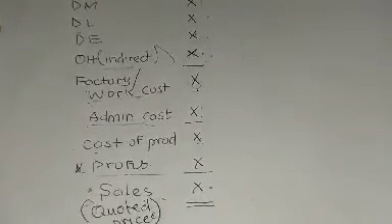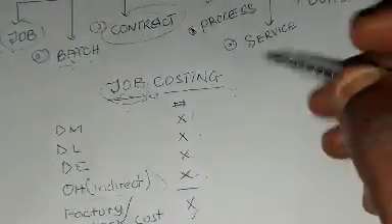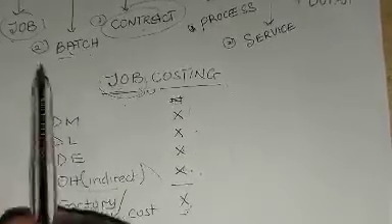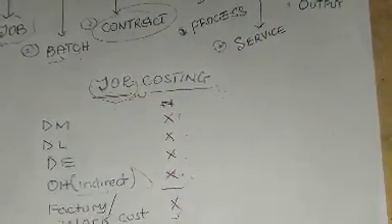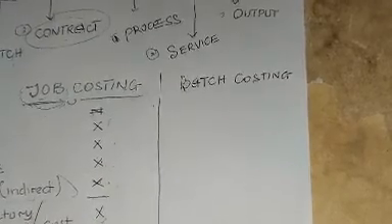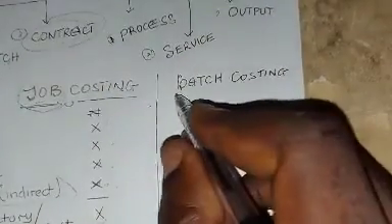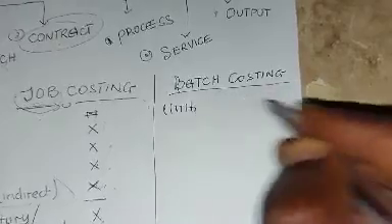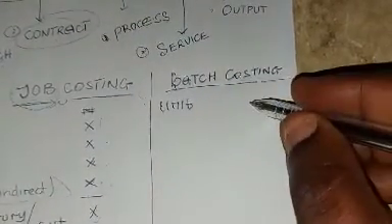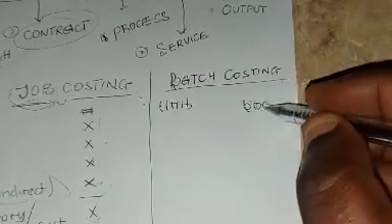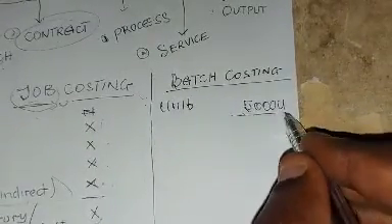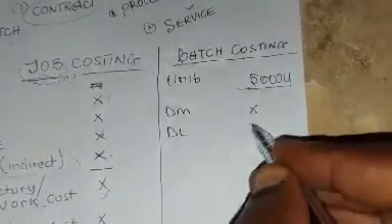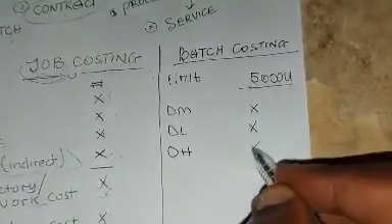Then the next one is called batch costing. A batch is the quantity of items produced at the same time. So when we say batch costing, you are going to have your units. Supposing you have 500,000 units in a batch, then you have your direct material, direct labor, and your overheads.